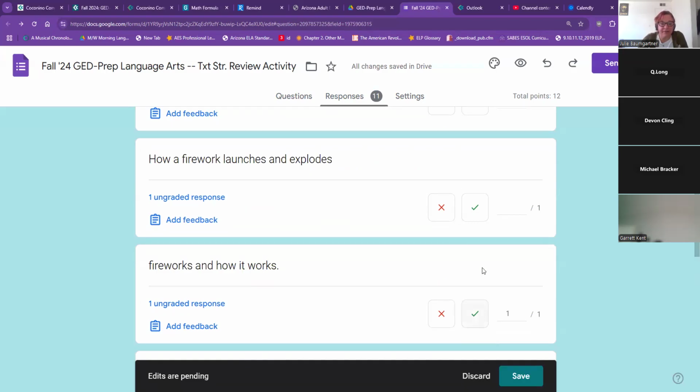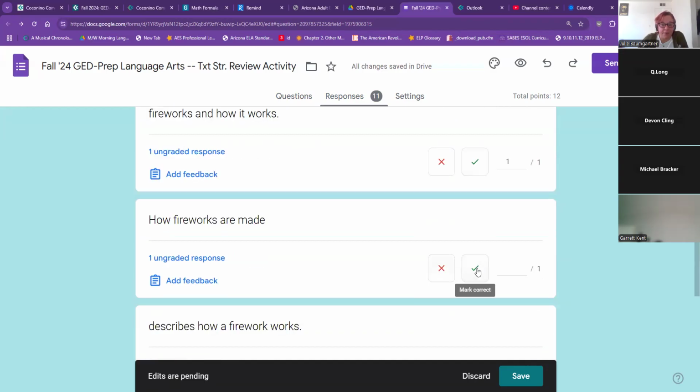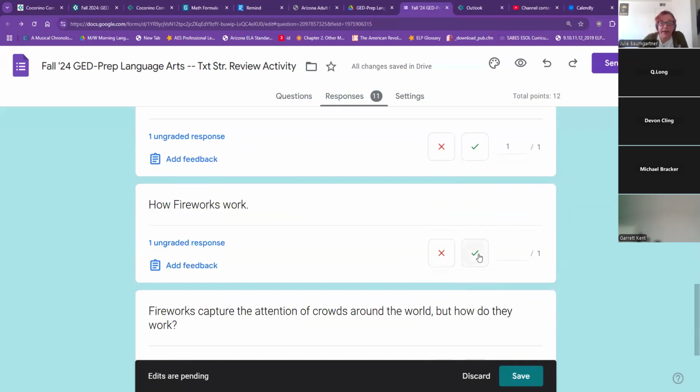No, I would definitely mark that one correct. I'd mark this one correct. And so once again, it describes how a firework works. That's good.